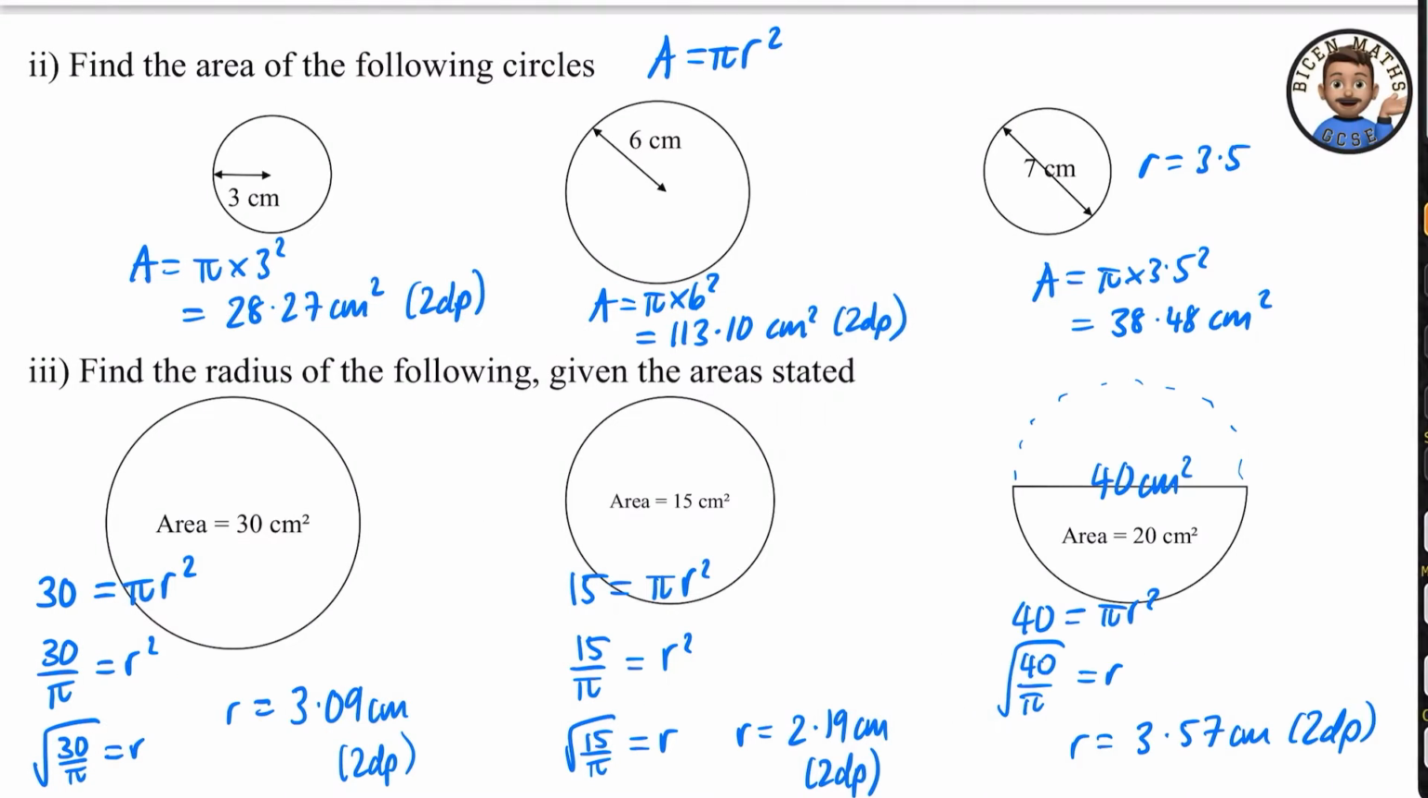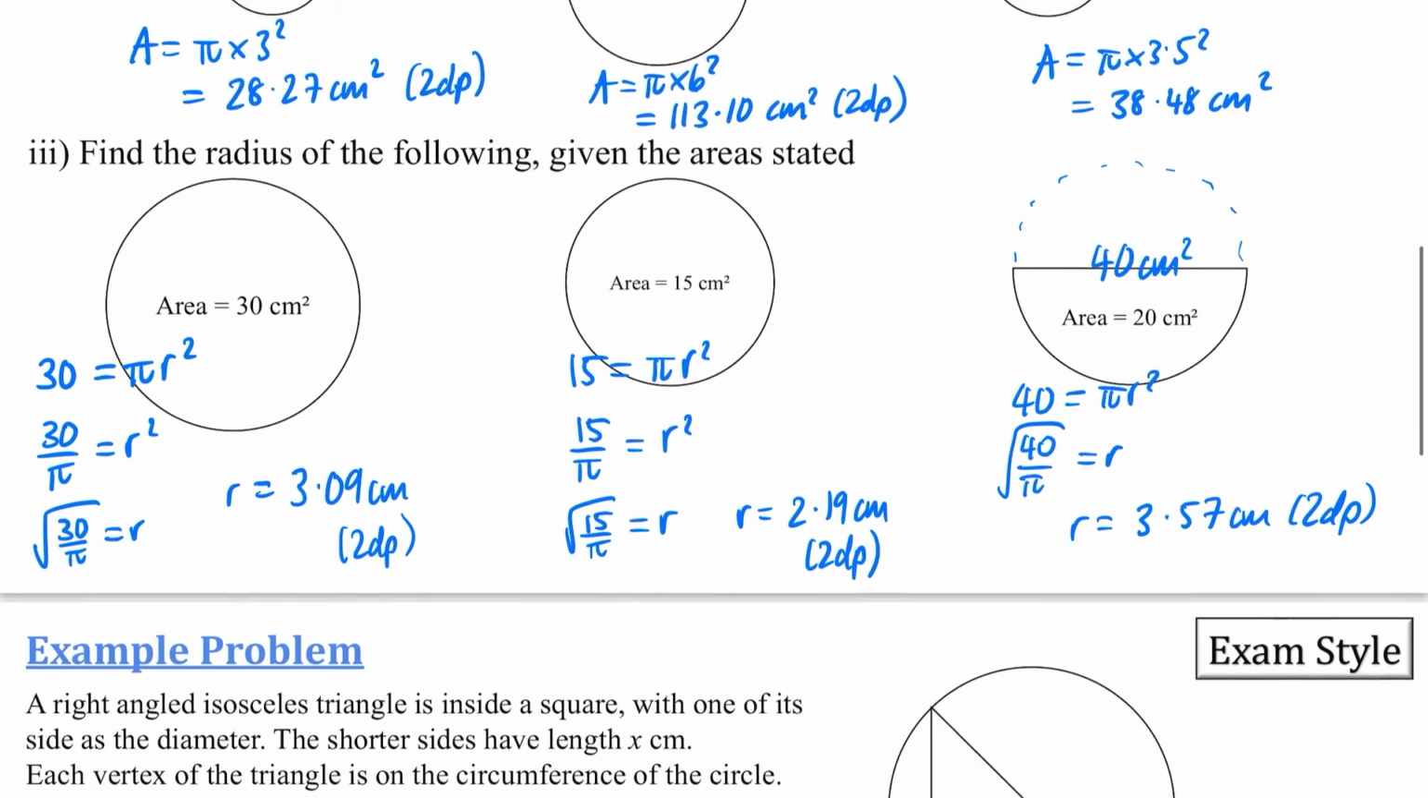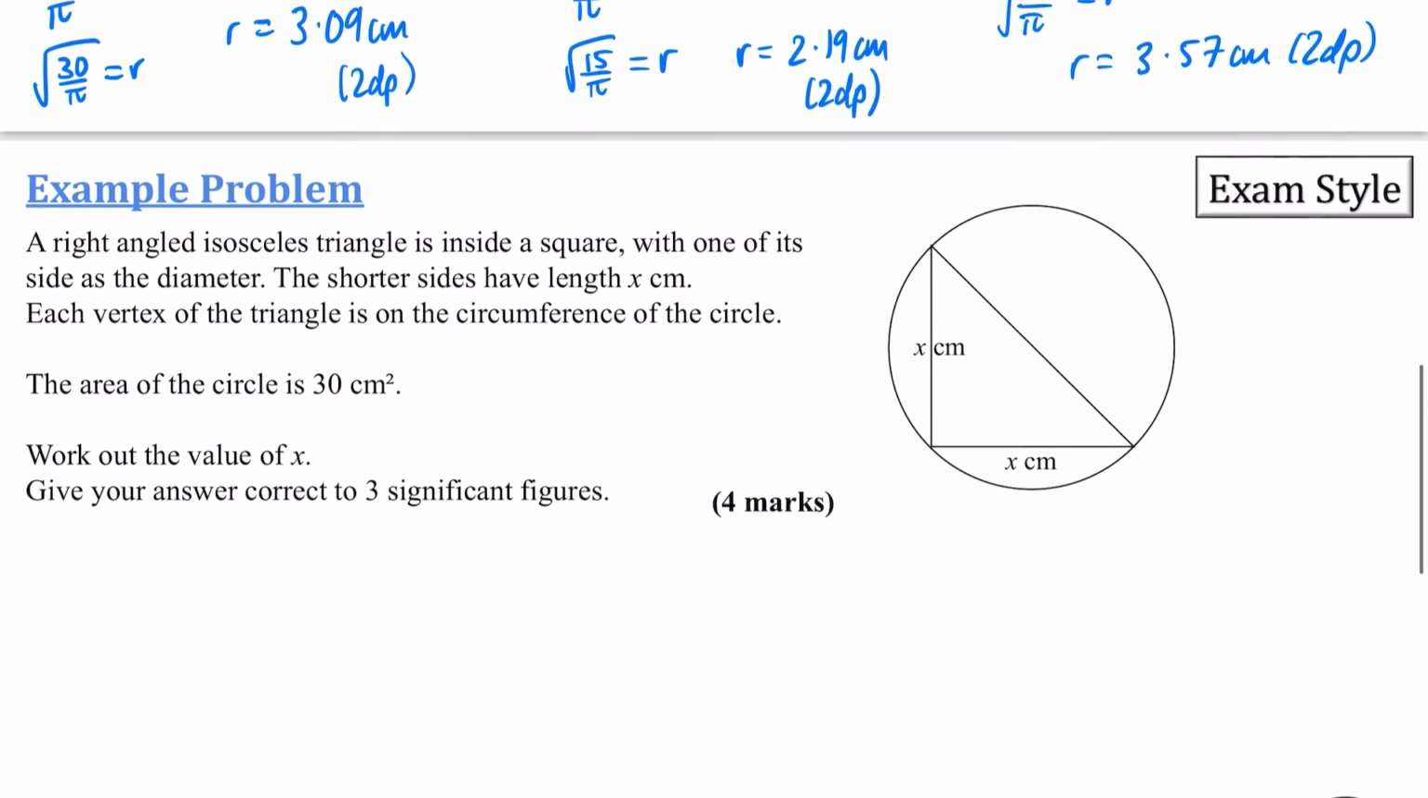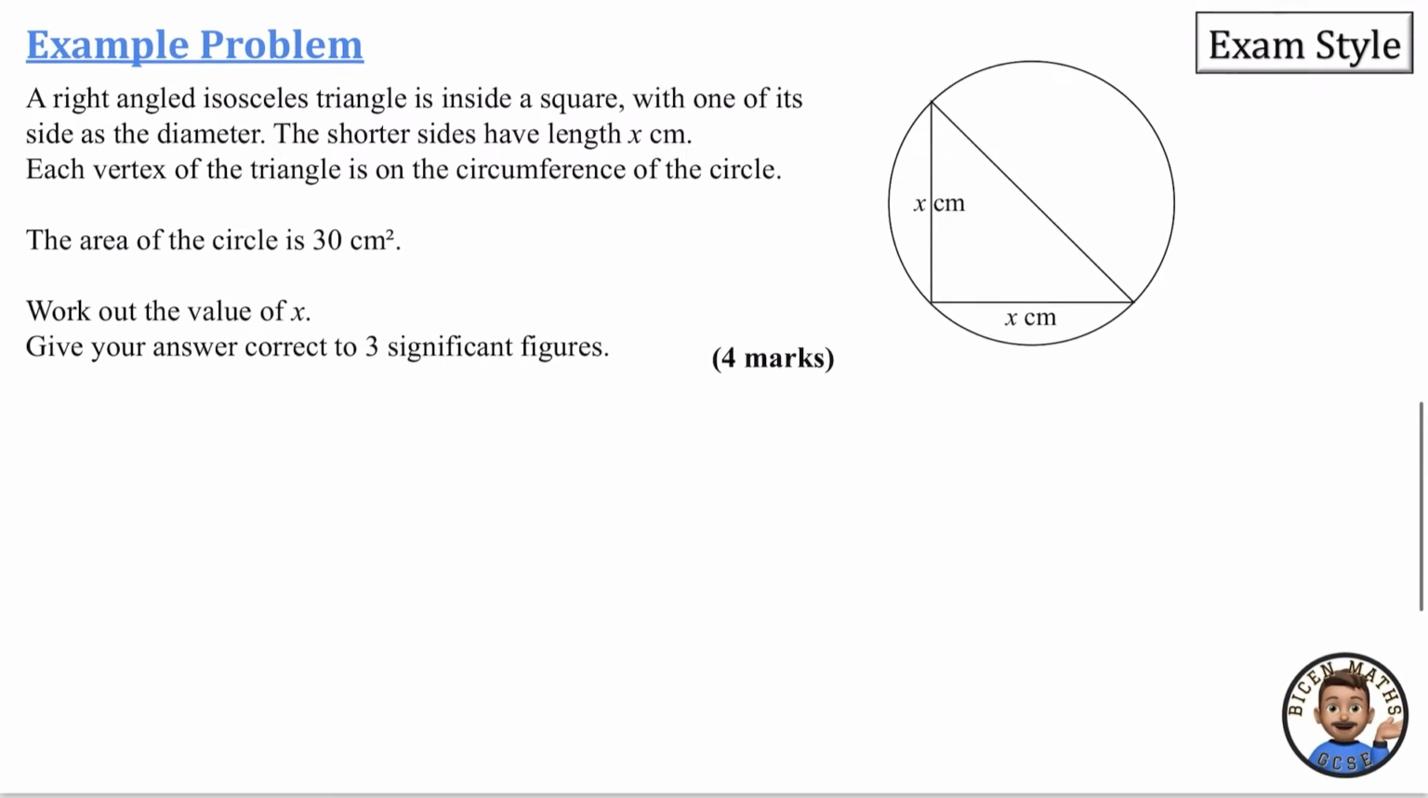Okay, so now we're going to put both of those things into context. We're going to blend together Pythagoras with circles. So here's the example problem, and it's an exam style one that would be worth about 4 marks.